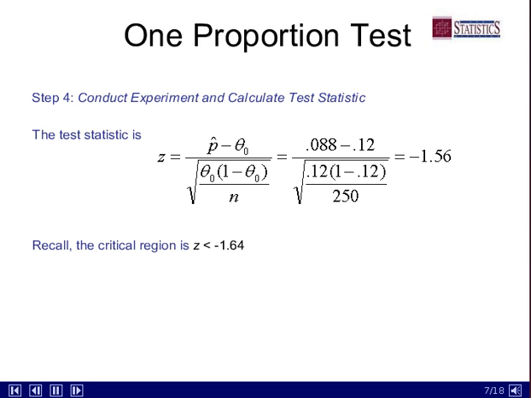In the bottom, again, we are using theta 0, because under the null hypothesis, theta is equal to theta 0. So we have 0.12 times 1 minus 0.12 all over n of 250. So all this boils down to a statistic of minus 1.56. Recall that our critical region is z less than minus 1.64.